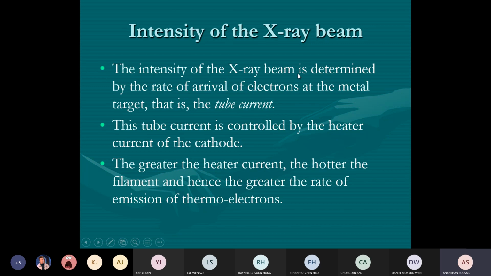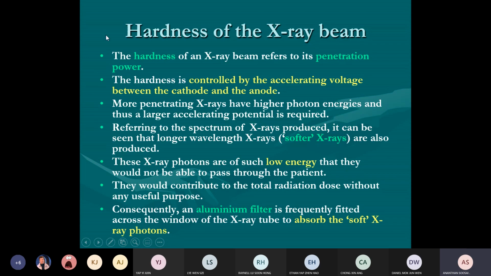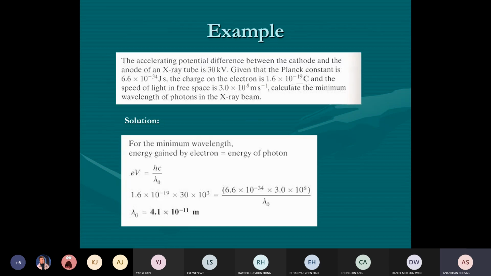But this one is not really asked many times, not even once, I think. They asked about hardness, yes. But the earlier graph is very common. Then what else they ask is, of course, calculations. There are only two calculations here. One is to find the minimum wavelength. This is quite common: what is the minimum wavelength released from the X-ray tube?